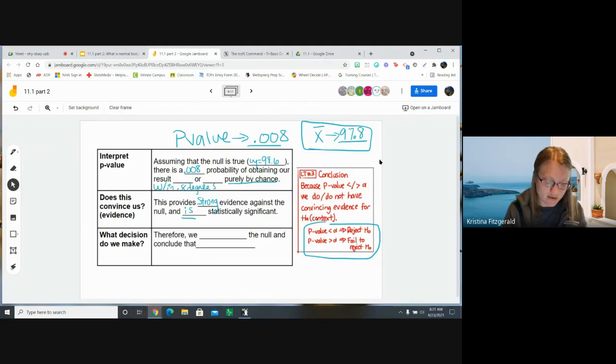So therefore, just like Anthony Wycamp shouted in the halls at Wellspring in front of the principal 3 years ago, we're going to reject the H-naught.